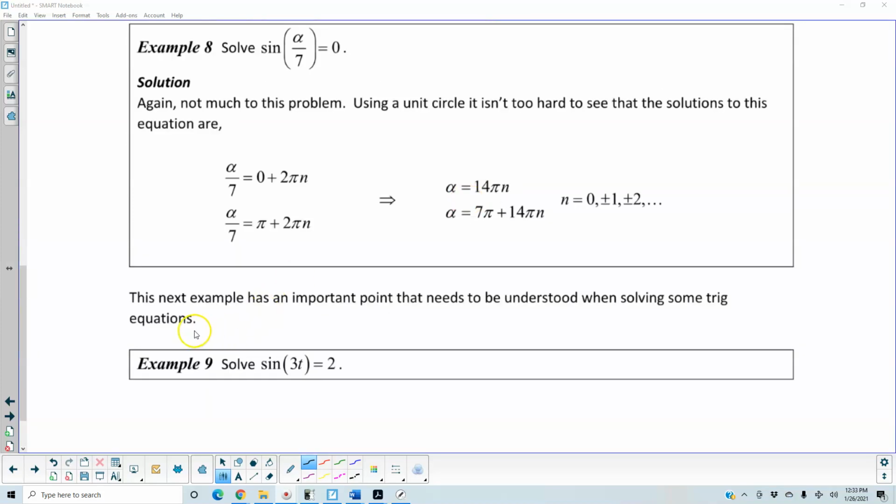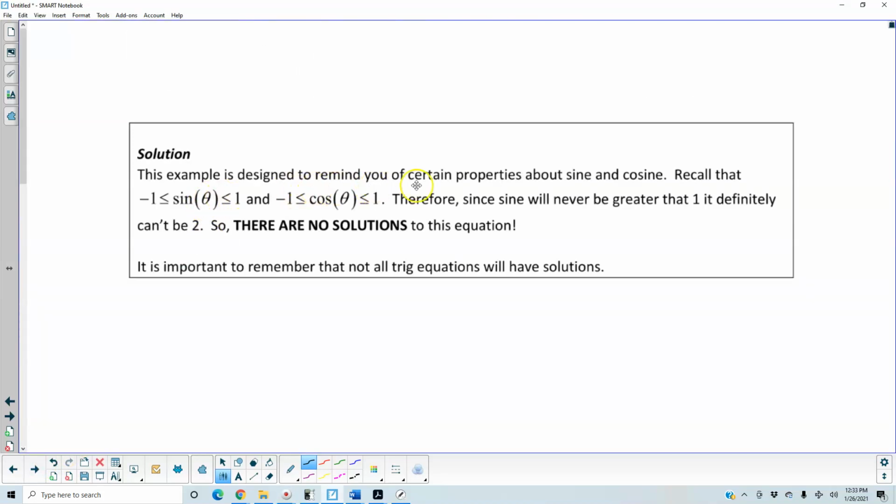Now this next example has an important point that needs to be understood when solving some trig equations. Example 9, solve sine of 3t is equal to 2. Now this example is designed to remind you of certain properties about sine and cosine. Recall that the sine of theta is in between negative 1 and 1, and cosine of theta is in between negative 1 and 1. Therefore, since sine will never be greater than 1, it definitely can't be 2. So there are no solutions to this equation. It is important to remember that not all trig equations will have solutions.